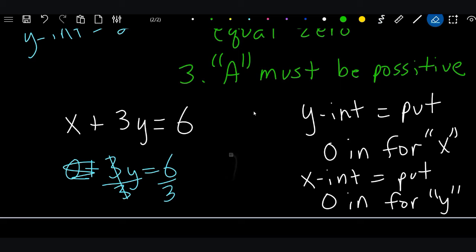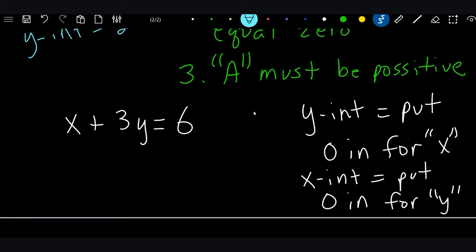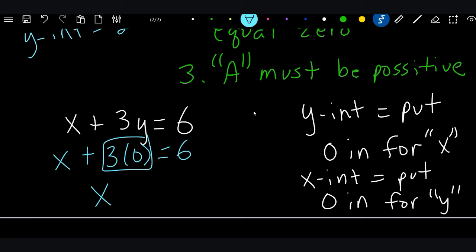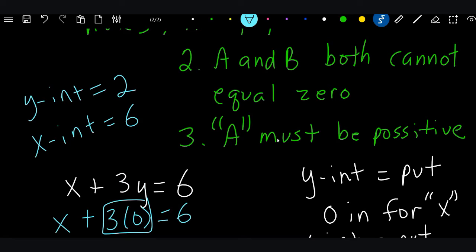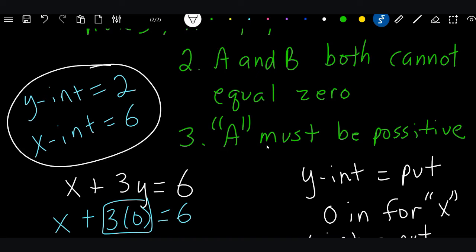So let's go ahead and go back here and erase all this. And let's substitute 0 in now instead of y. x plus 3 times 0 equals 6. What is 3 times 0? 0. So x plus 0. We don't even need to write that because it's nothing. So x equals 6. So the x-intercept equals 6. Okay, so there we go. We have the y-intercept is 2, and the x-intercept is 6.